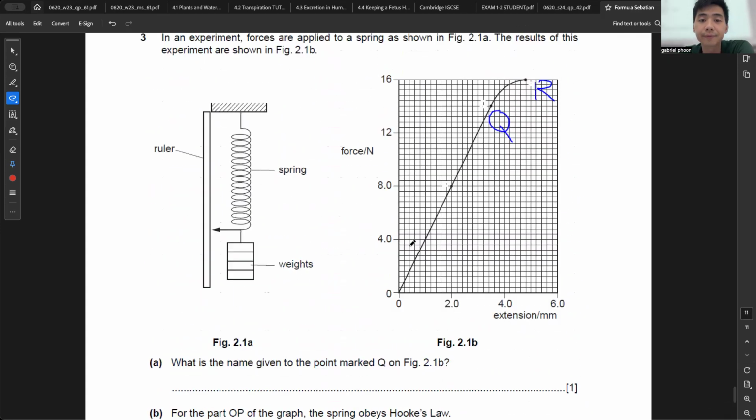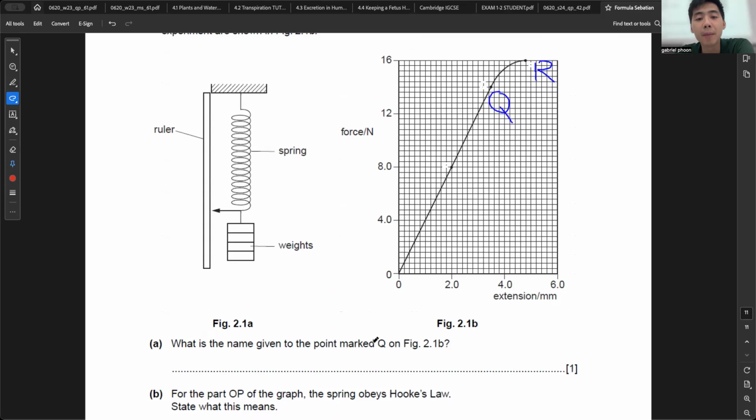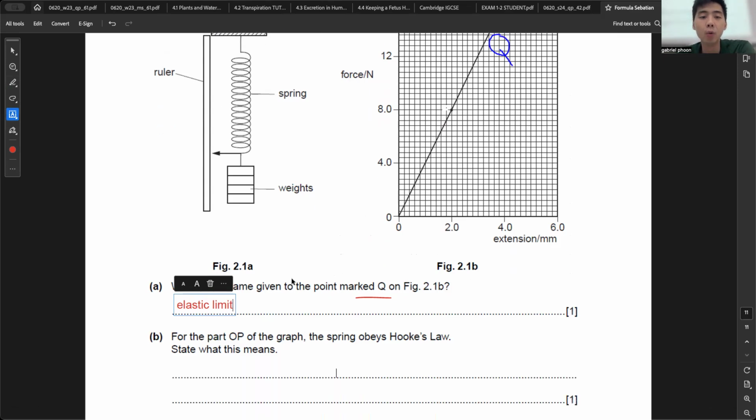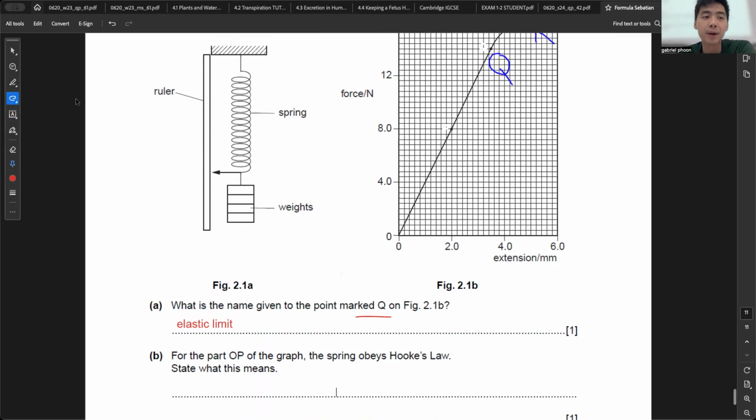What's the name given at mark Q? Limit of proportionality, elastic limit, or anything that says elastic point is also acceptable. Anything that says it is the elastic limit, basically. Elastic limit, which I like to write. Then OP. Sorry, by the way, OP is here, P is here. My bad.